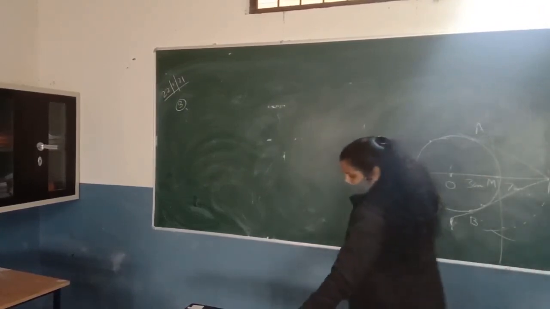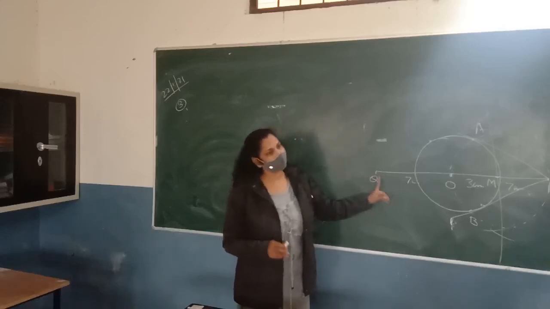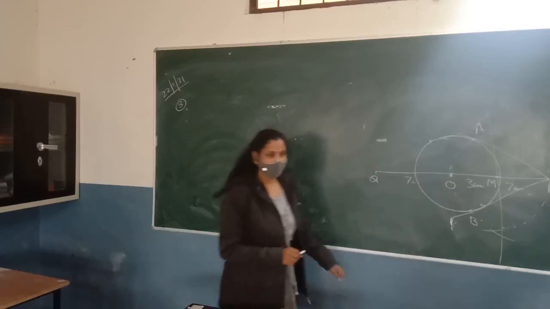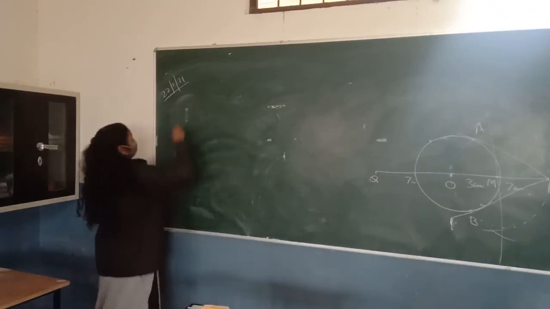For completing this question, we will again construct the tangents from this point Q, same as before. Now the question number, Nitin? 5. Okay. What is question 5?